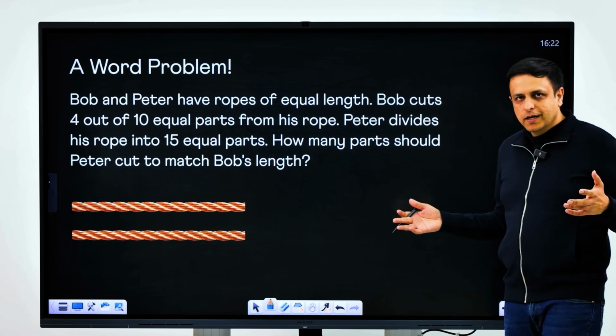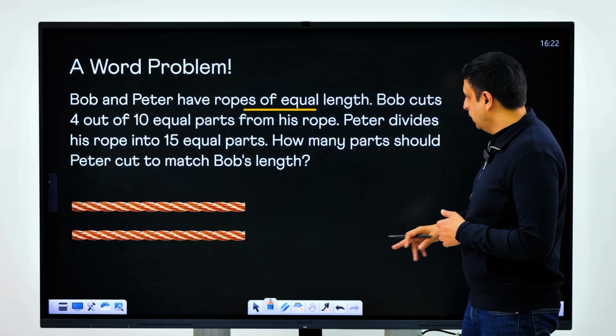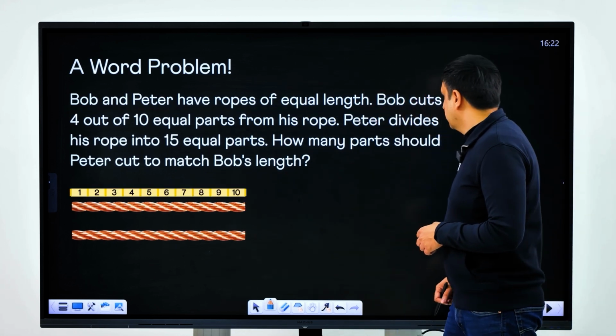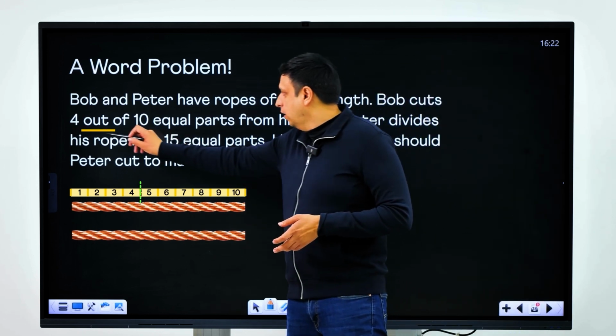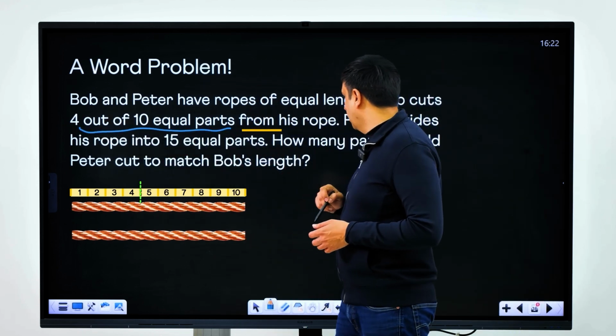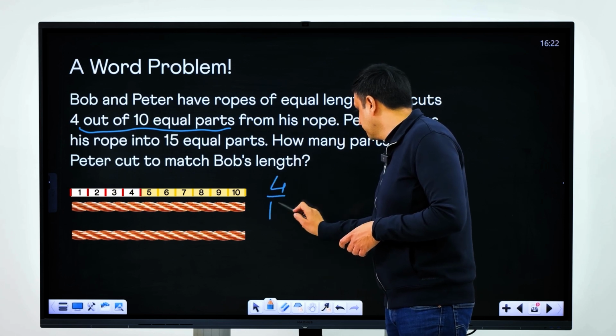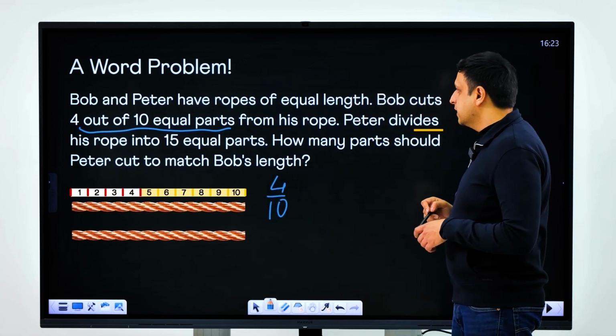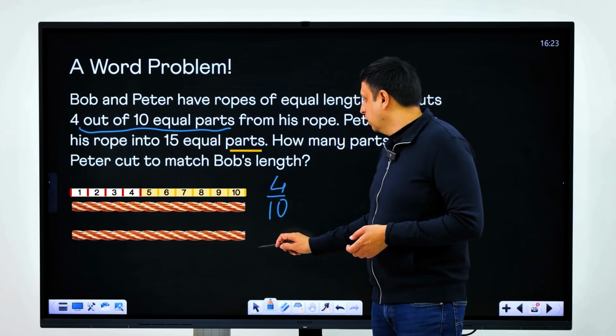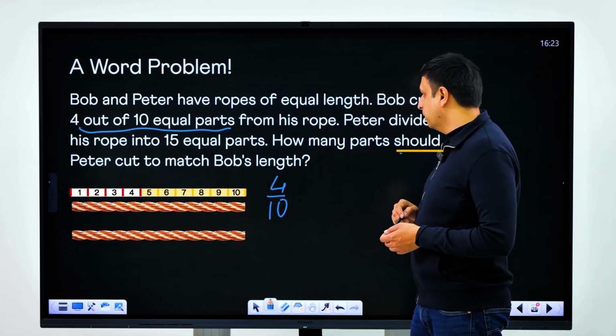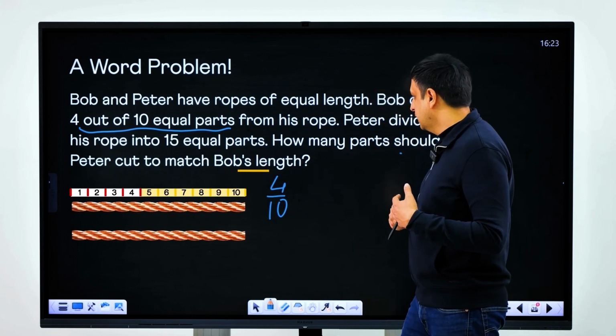Now here's our next one. It's a word problem. Bob and Peter have ropes of equal length. As we can see here, Bob cuts 4 out of 10 equal parts from his rope. So let's write that as a fraction, 4 over 10. And Peter divides his rope into 15 equal parts. How many parts should Peter cut to match Bob's length?